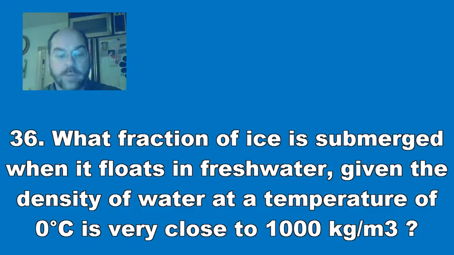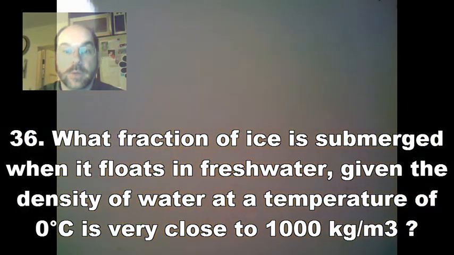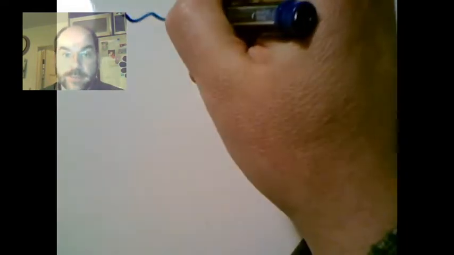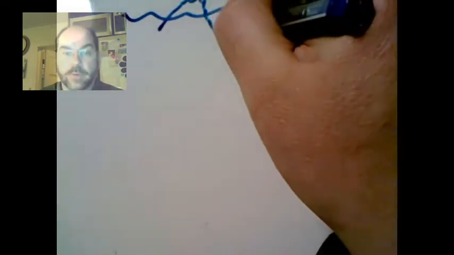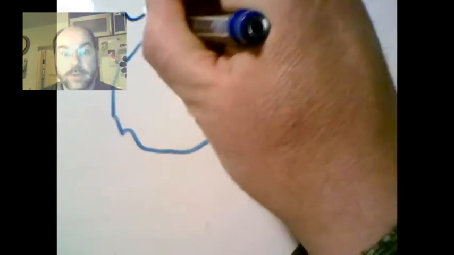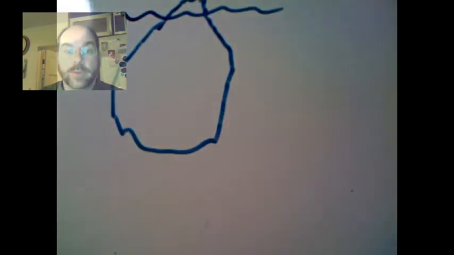Okay, so now that we're on to number 36, we're talking about what fraction of the ice is submerged when it floats in fresh water, given the density of water at a temperature of 0 degrees is very close to that of 1,000 kilograms per cubic meter. Alright, so here's the deal. It's just the tip of the iceberg. So we have an iceberg floating in fresh water. That might be a little bit unusual, but let's just run with it.